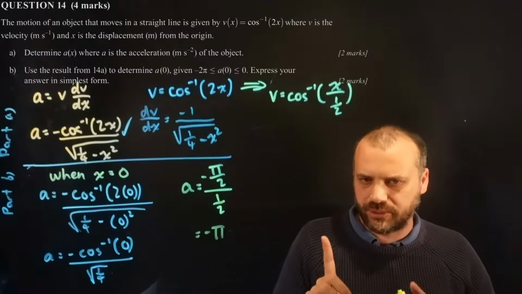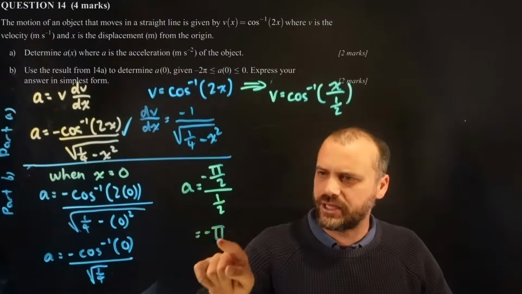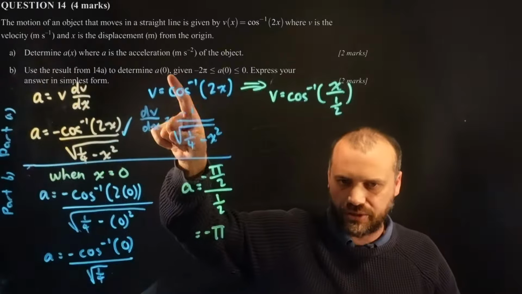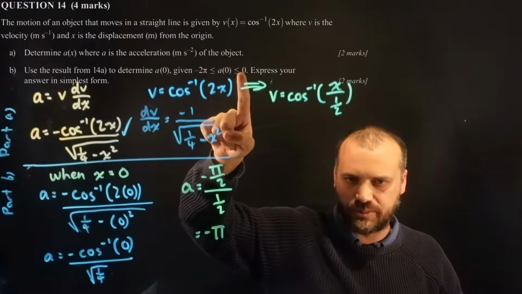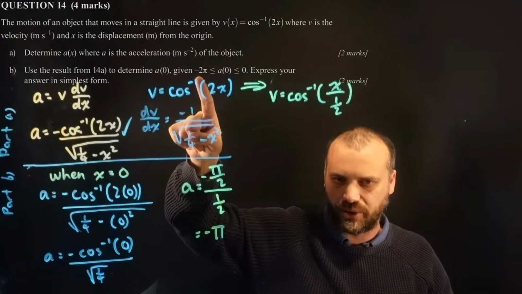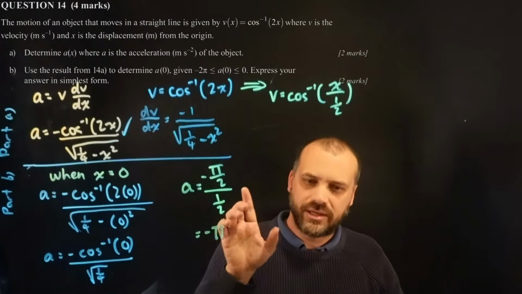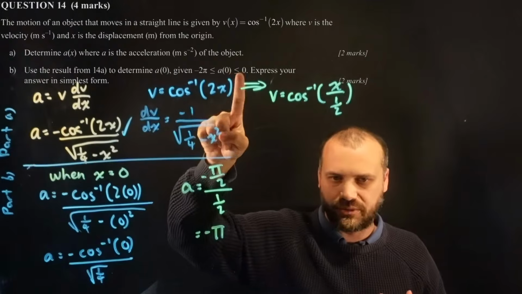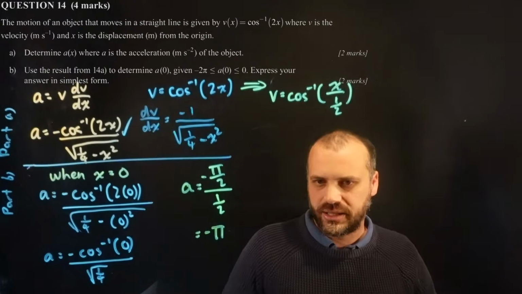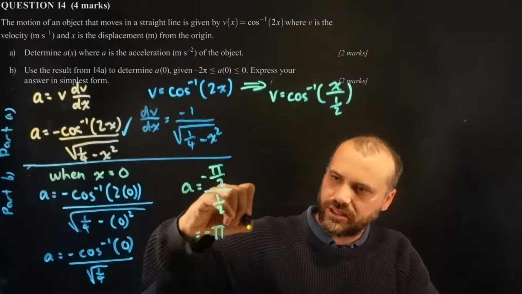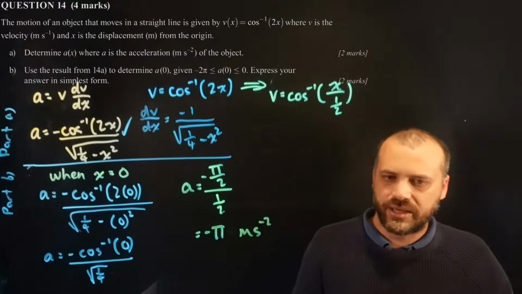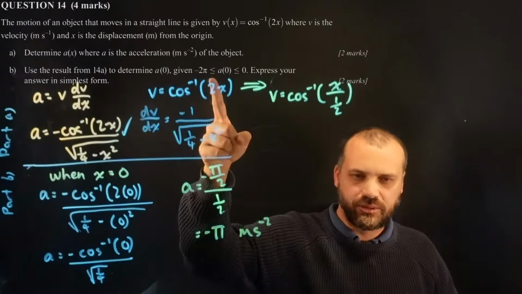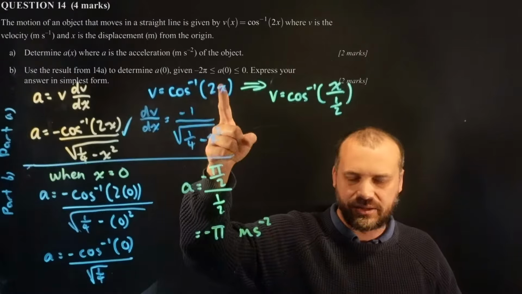Okay, need to double check here, negative pi, because it says use the result from 14a to determine a0, given that a0 is between 0 and negative 2 pi. Okay, yes, negative pi is an appropriate answer because it's between 0 and negative 2 pi. Now the units here, ms negative 2, done. There's my final answer.